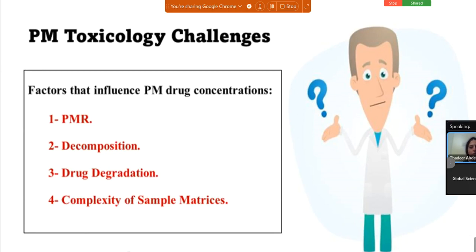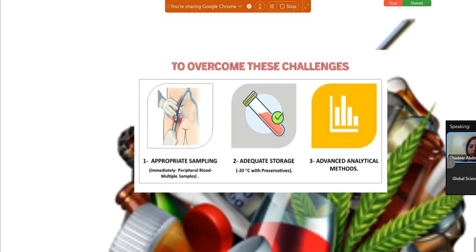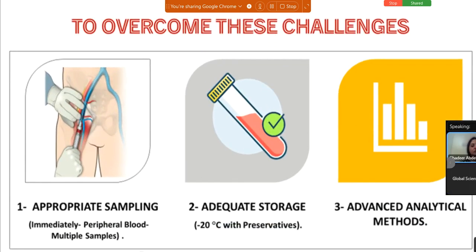To sum up the postmortem toxicological challenges that we face: the postmortem redistribution of drugs, the decomposition of tissues, drug degradation, and the complexity of the postmortem sample matrices. How to overcome these challenges? We can do appropriate sampling and adequate storage. Also utilize advanced selective analytical methods.